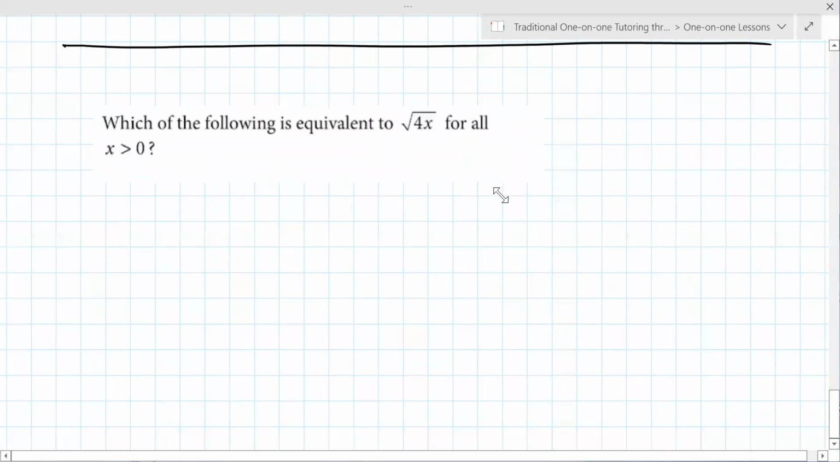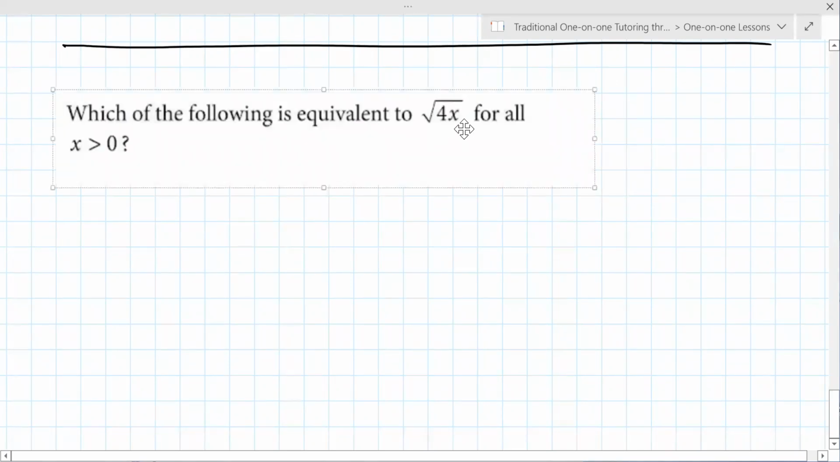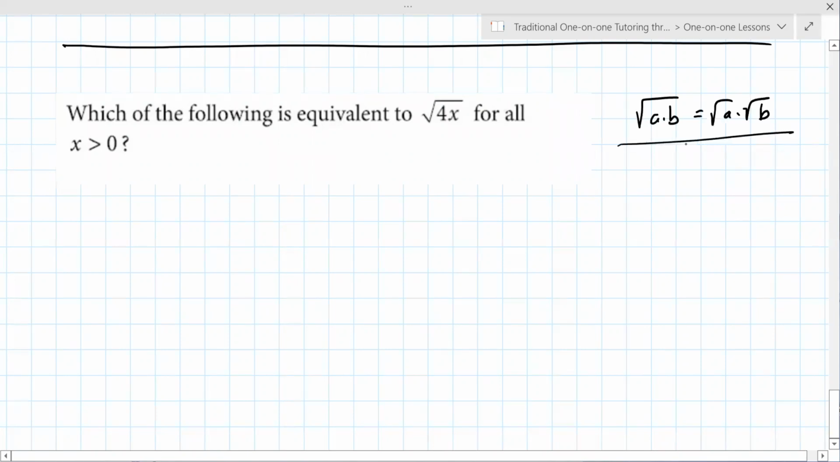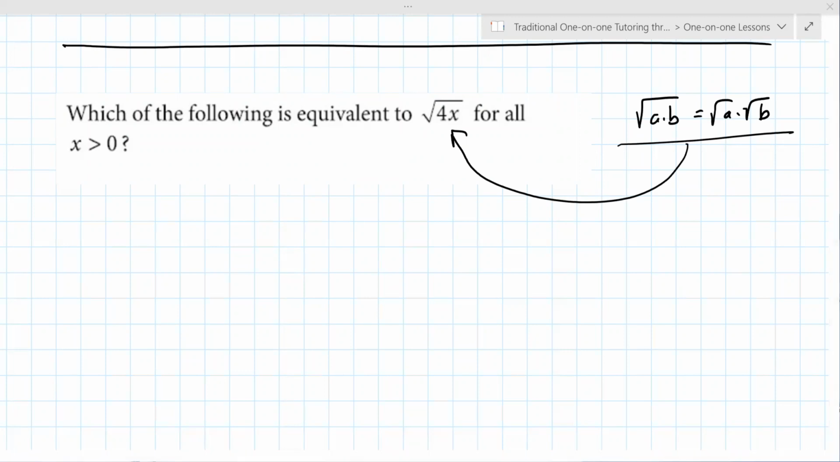Okay, which of the following is equivalent to square root 4x? And I wrote this earlier, the square root of a times b equals the square root of a times the square root of b. Why does that apply to this question here? So we could separate the x and the 4. Okay, so can you do that for me? Can you take the square root of each? Square root 2 and then square root x, or what would that be?